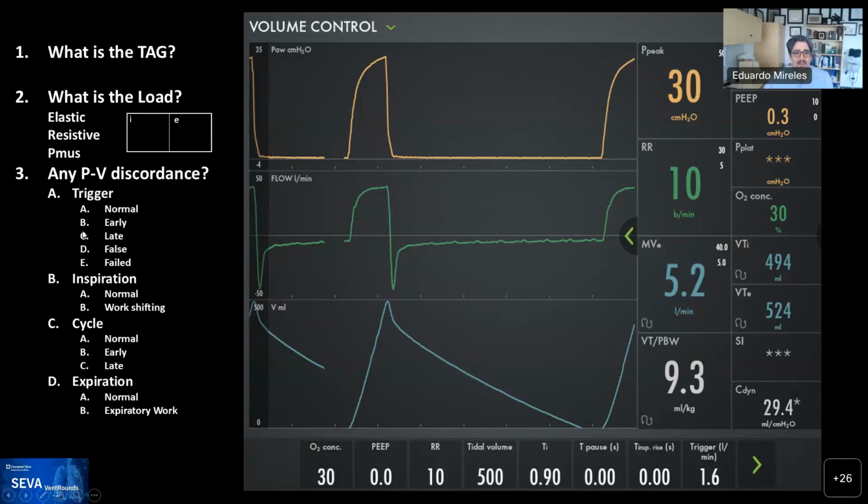Okay, I'm starting to see some. And remember, you can put anything you want: tag, load, PV discordance, all in the same item. Very good. I'm starting to see the team inputting the tag.